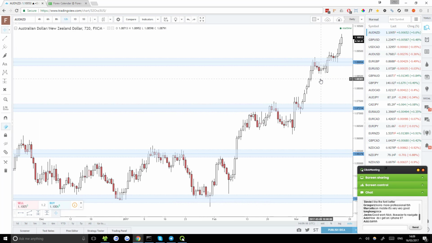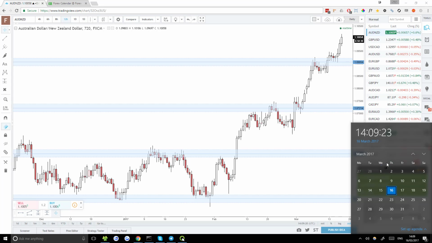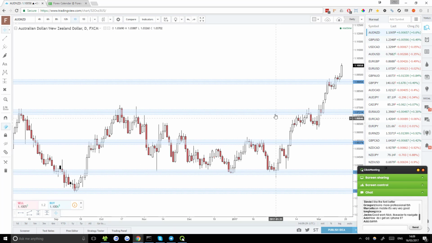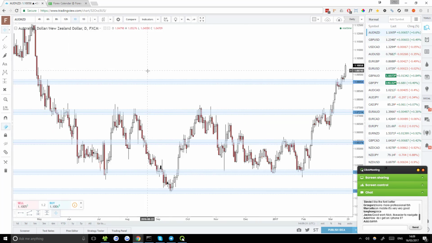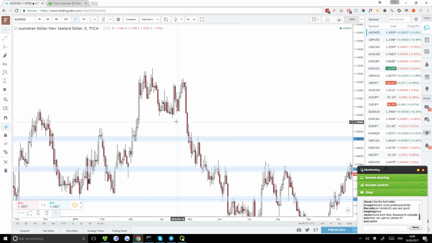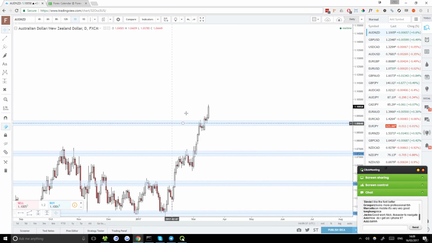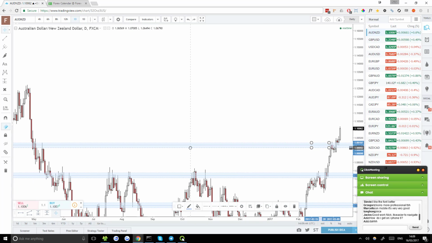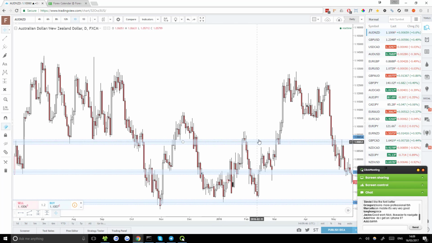Okay, so let's get started with today's analysis. Today is Thursday, the 16th of March, 2017. Looking at an AUD New Zealand daily chart, and let's look for some setups. So we've got nothing really going on in AUD New Zealand. It's making new highs beyond this resistance area. I haven't placed new support resistance on this yet. I just honestly have not got around to it.